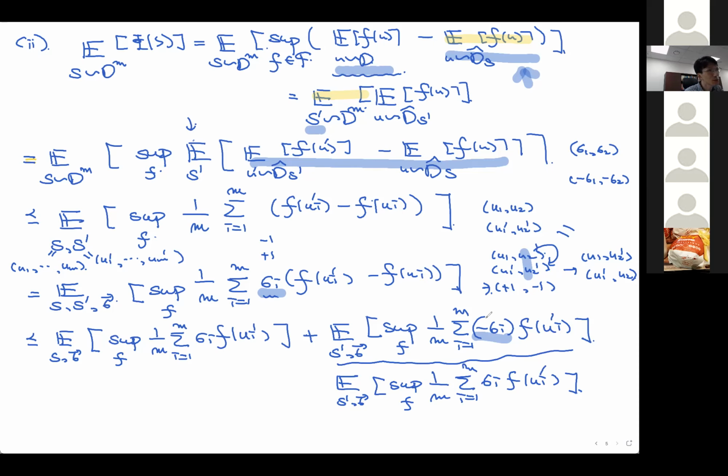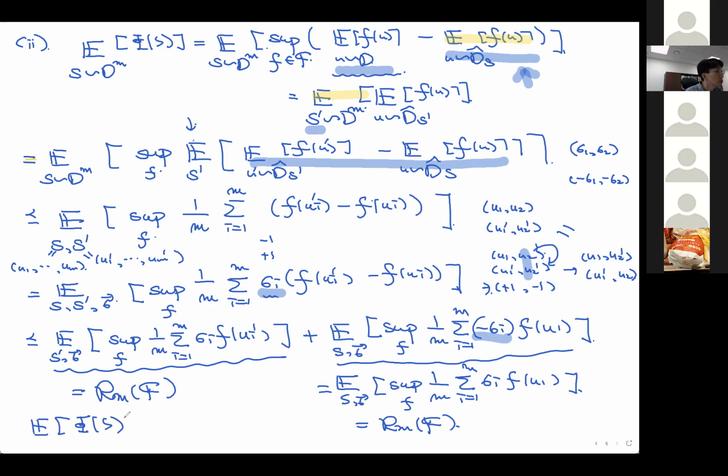So I think I messed up. This one is prime. Yes. But now you can see this is exactly the Rademacher complexity of f. Also, this is exactly the Rademacher complexity of f. That gives us the bound that we are looking at, which is the expectation of B of S bounded above by 2 times Rm of f. So that gives us a proof of the first quantity that we care about.